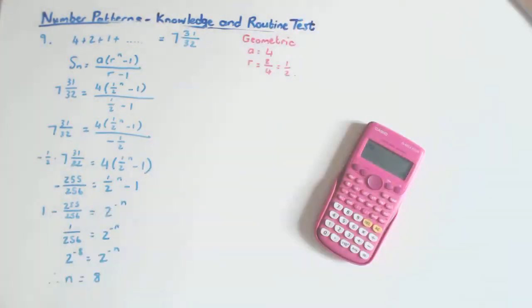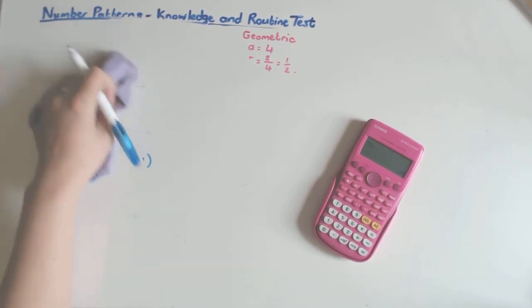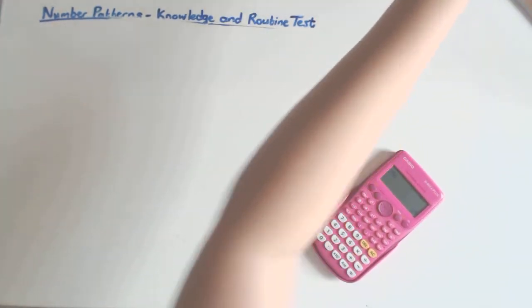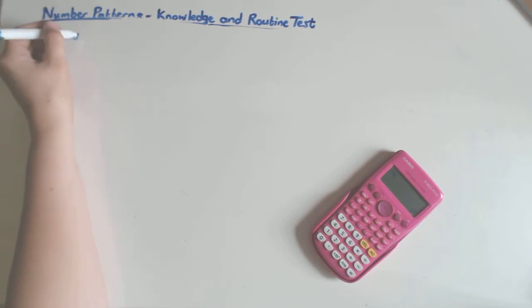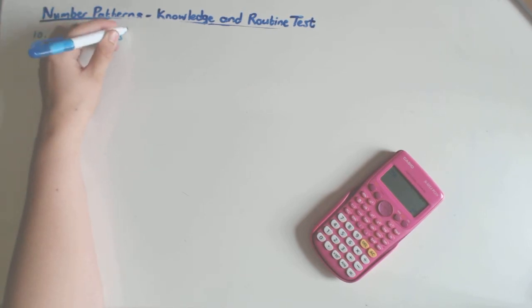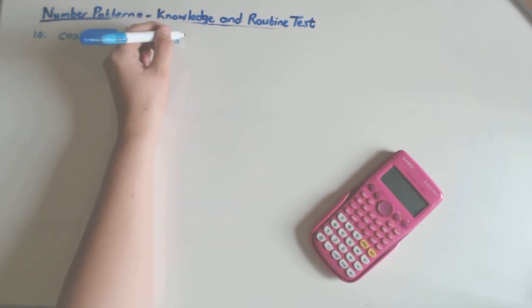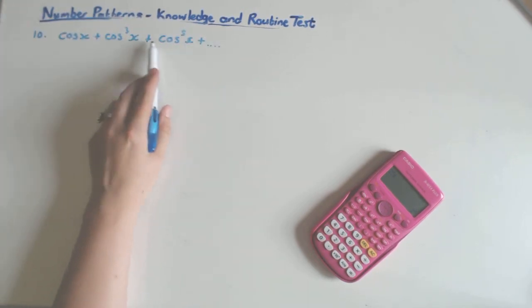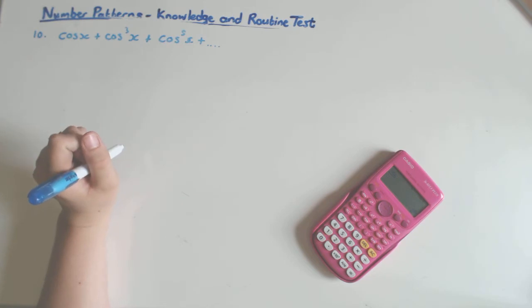Okay, last question. This is an interesting one. I hope you stuck around for this. I'm going to use trigonometry here. Right, so they say if cos x plus cos cubed x plus cos to the power of 5x, this is a convergent geometric series. Determine the sum to infinity for this series in its simplest form.